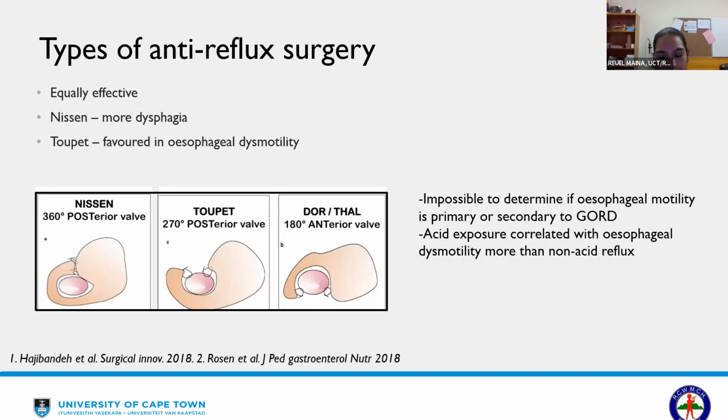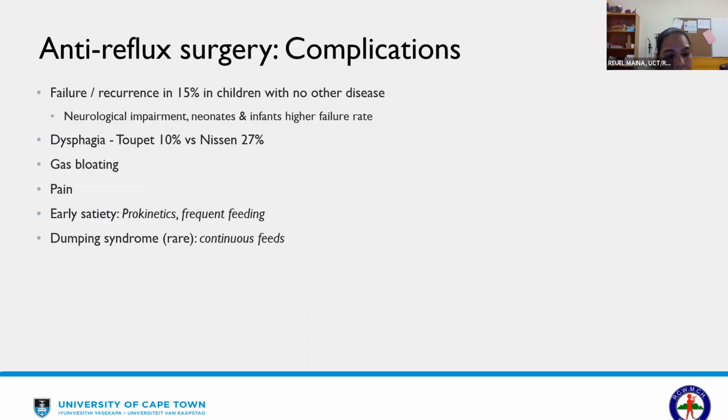And here, just to note that with these surgeries, it's impossible to determine if esophageal motility is primary or secondary to the gastroesophageal reflux disease, and that acid exposure correlates more to esophageal dysmotility than non-acid reflux. So, like I said before, there is a significant mortality and morbidity with patients that undergo anti-reflux surgery.